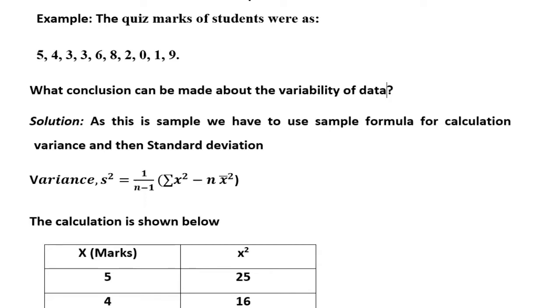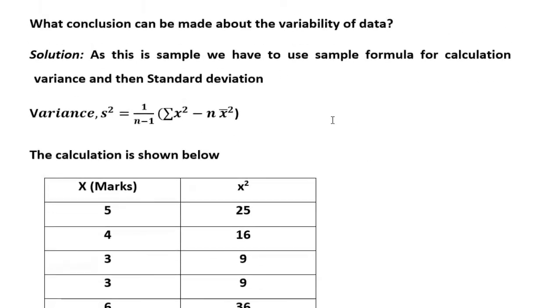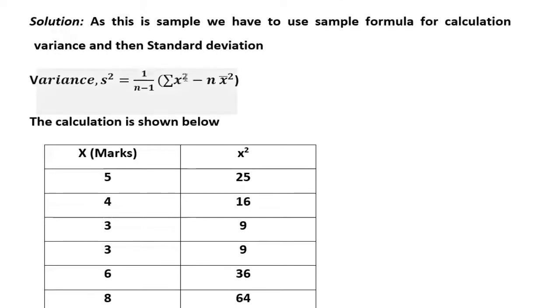Here the question is not about the average or central value. The question is about the variability. So we have to find both the variance and then the standard deviation. The variability is measured by variance and standard deviation. So let us see. Before we use the formula for the variance, we need the summation of x square minus n x bar square.